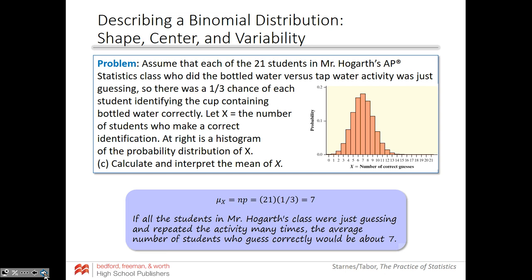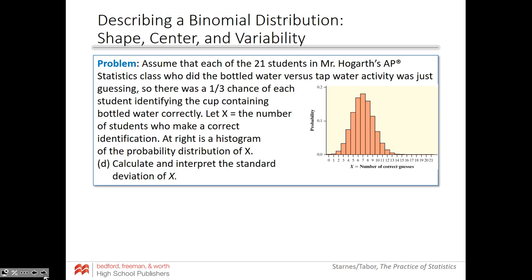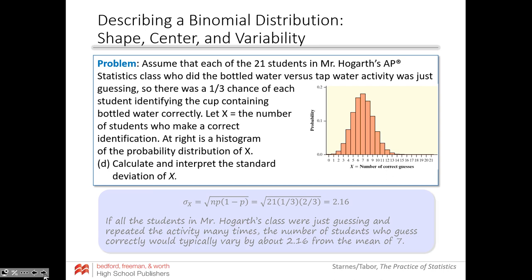And that kind of makes sense. If there's a 1/3 chance of getting it right, 1/3 of the kids should guess correctly. Well, 1/3 of 21 is 7. Standard deviation. So we're going to calculate and interpret the standard deviation in this situation. Again, using our formula, we can just plug in: square root of 21 times 1/3 times 2/3 is 2.16. So again, if all the students in Mr. Hogwart's class were just guessing, and we repeat this activity many times, the number of students who guess correctly would typically vary by approximately 2.16 from the average, or from the mean of 7.